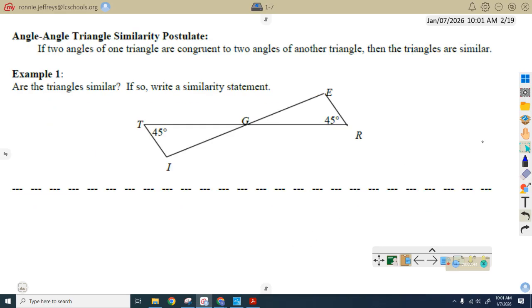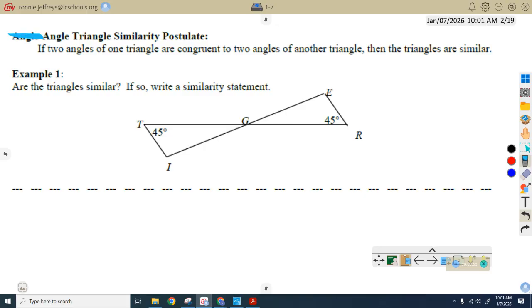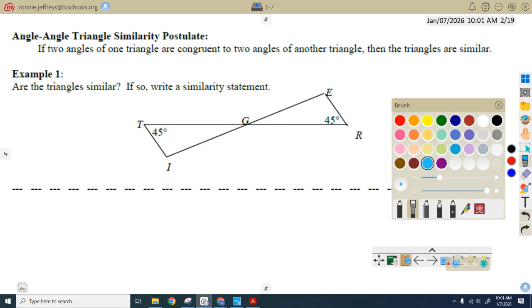All right, so we have this thing right here. It's the person again who was in charge of this. What, that was supposed to be a highlighter. No, there we go.